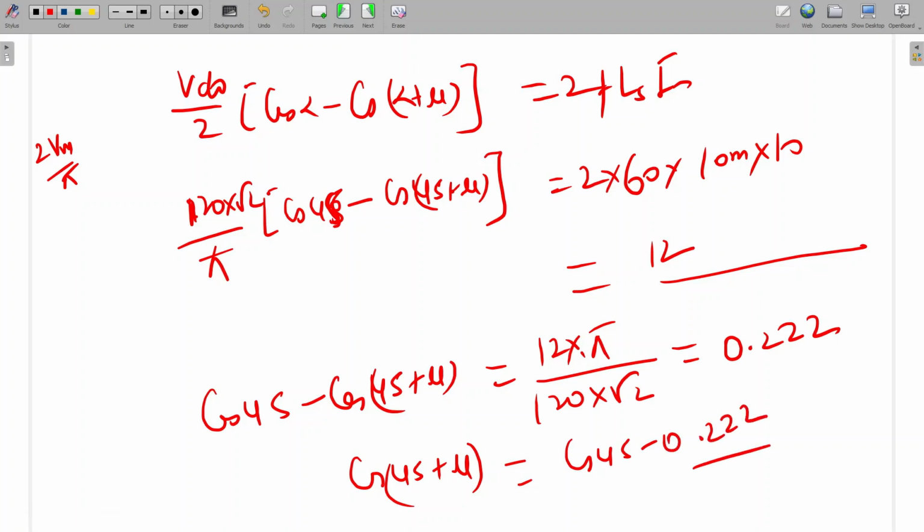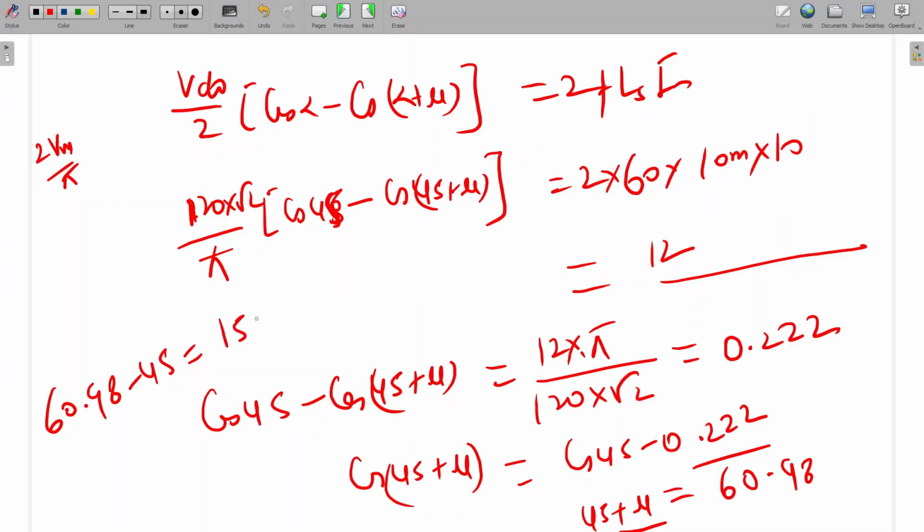Correct? So cos inverse of 0.48, that is 0.707 minus 0.222. What will be the inverse? I'm getting 60.98. So this is 45 plus mu, minus 45, so mu will be 15.98. 60.98 minus 45 is 15.98. You know the concept, this way you should remember.